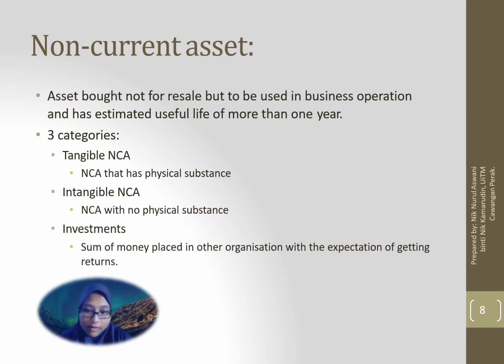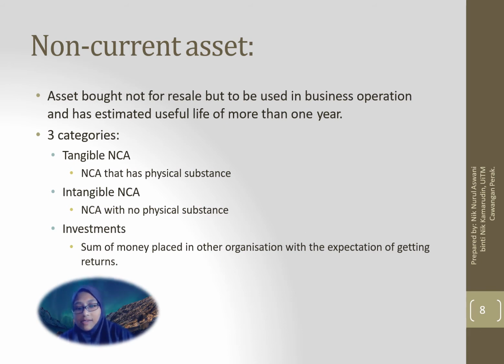So let's look at the first one, non-current asset. Non-current asset is an asset bought not for resale, but to be used in the business operation or to be used by the business administration and has estimated useful life of more than 1 year. Simple example, when a business purchases a building, of course the building will be used more than 1 year. Therefore, the building will fall under the category of non-current asset.